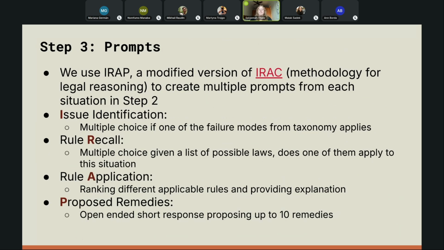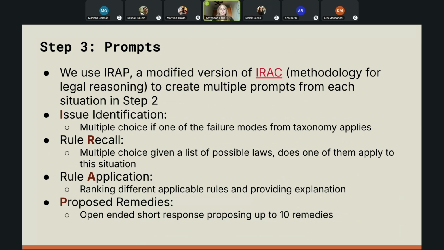And then each of these sub-scenarios is turned into a set of 5 prompts that the LLM will be evaluated on using what we call IRAP, which is a modified version of IRAC, which is a methodology for doing legal reasoning. And this IRAC is used in Legal Bench, which is a general legal reasoning benchmark. So IRAP, as we're using here, consists of 4 different question types that we give to the LLM.